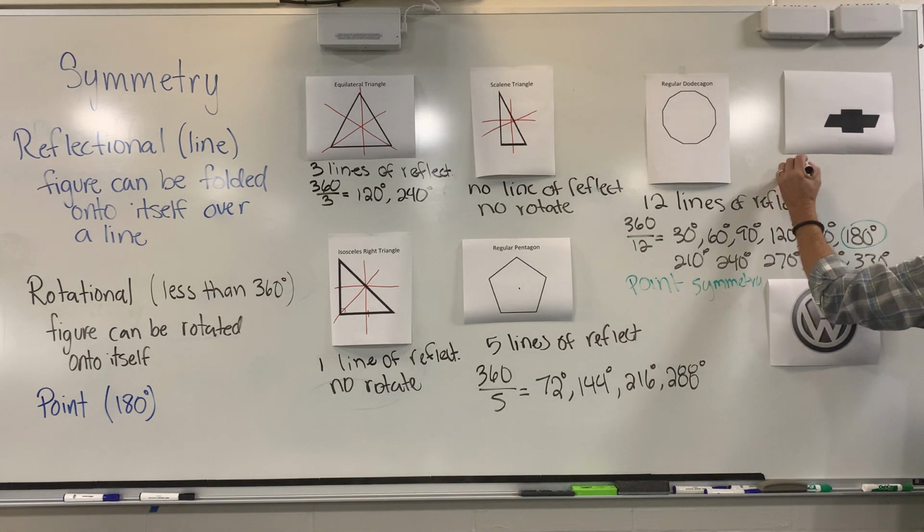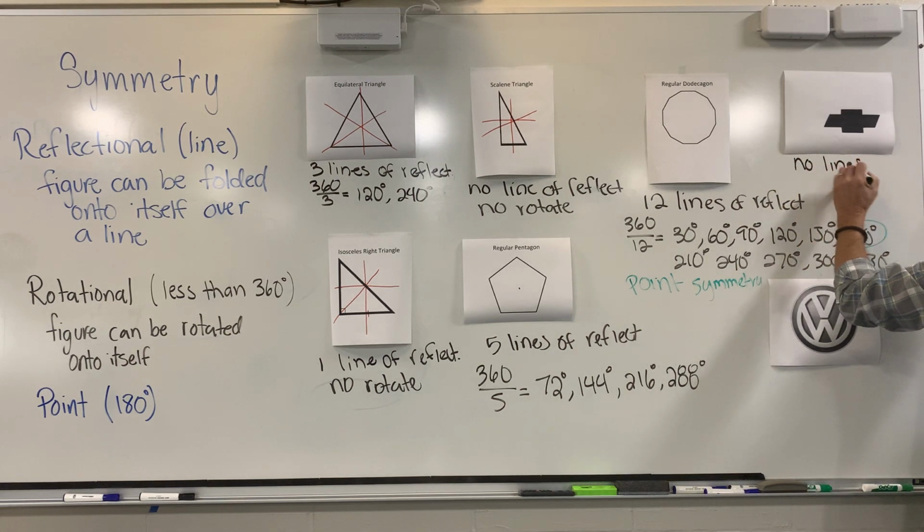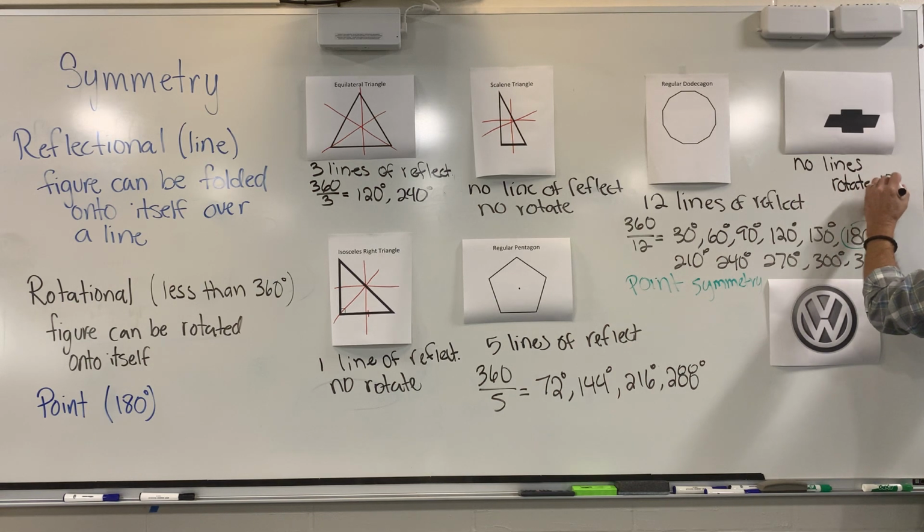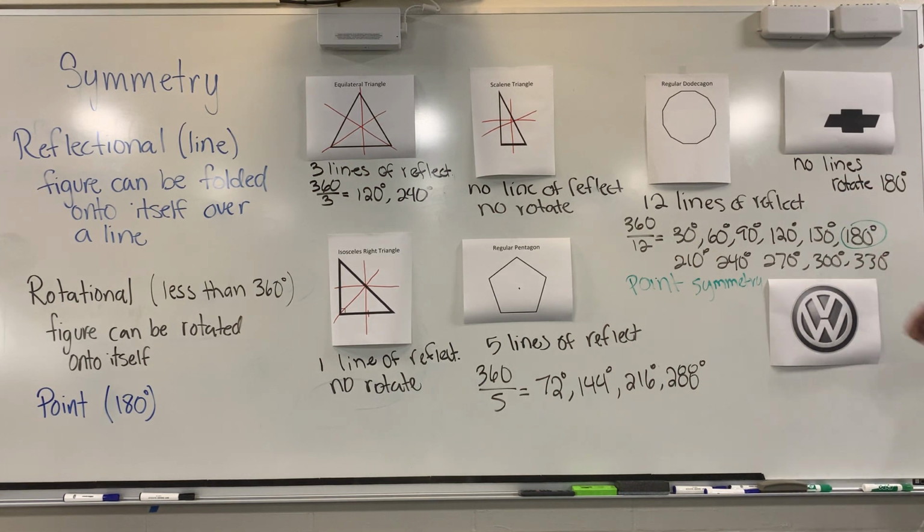So, no lines, rotational, 180. And by the way, if you rotate 180, that means you also have what's called point symmetry. So we want to make sure that if they ask us about a question like this where we only rotate 180, we have point.